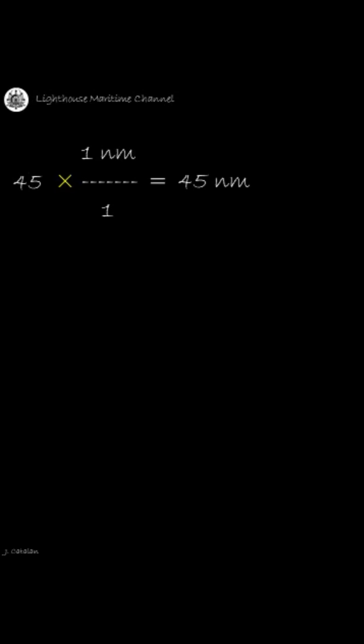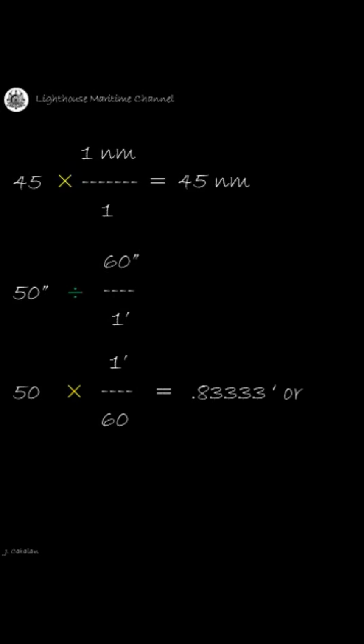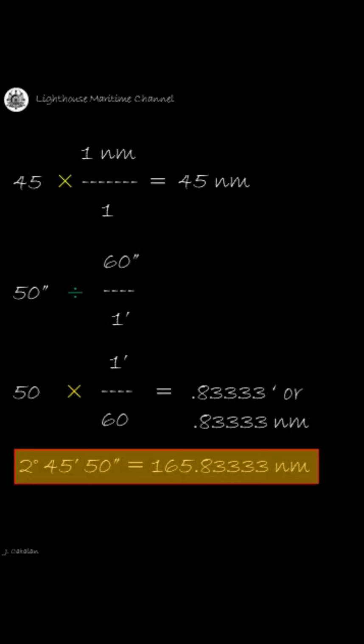Remember that 1 minute is equal to 1 nautical mile. 50 seconds divided by 60 seconds over 1 minute. Remember that in dividing a whole number by a fraction, keep, switch, and flip. Cross out the unit second. The result is 0.83333 minute, or 0.83333 nautical mile. Add all the computed nautical miles. Our final answer is 2 degrees, 45 minutes, and 50 seconds is equal to 165.83333 nautical miles.